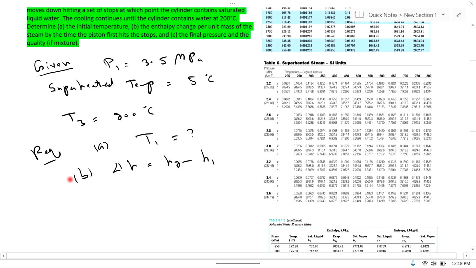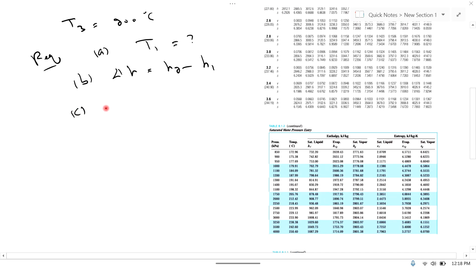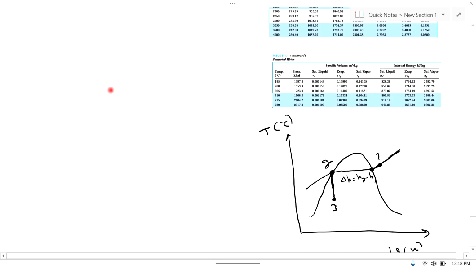And finally point C, final pressure and quality. Final pressure P3 and X3. It is a mixture, in the mixture region or wet region, because at constant volume when heat is removed, it will go down in a straight vertical line, and there is no other region. There is just the mixed region of liquid and vapor.